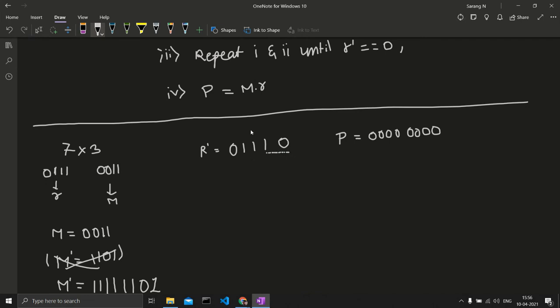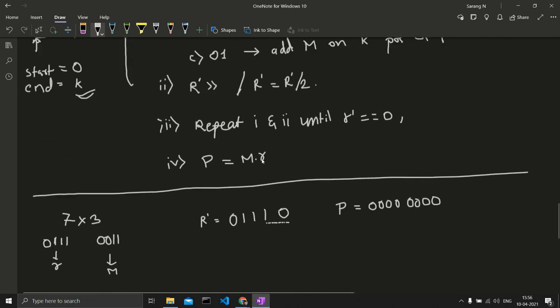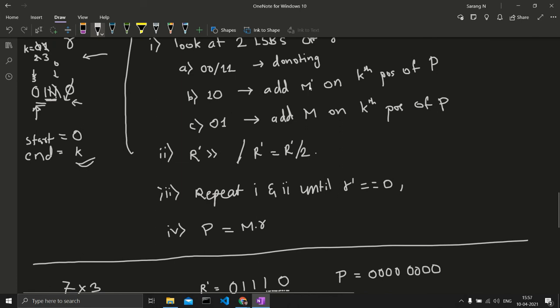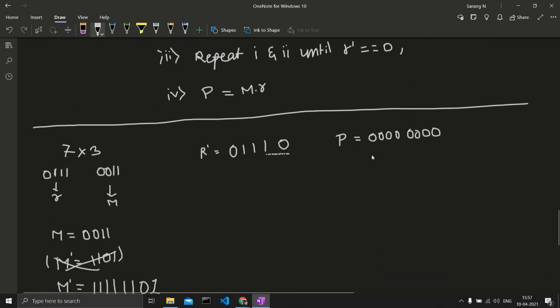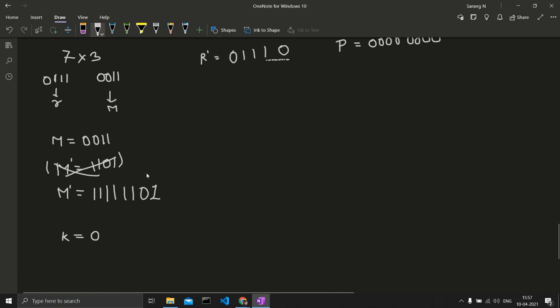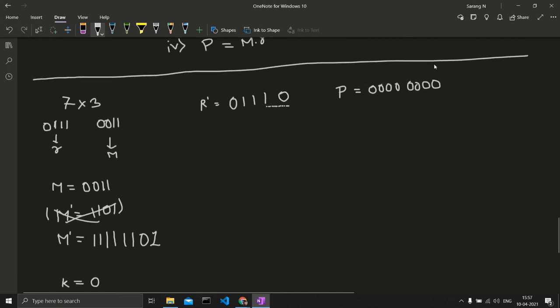These two significant bits. We have 1 0. Add m dash to kth position of m. Kth position would be 0th position. Add m dash to the 0th position. Where at 0th position, add m dash to that position. How do you add to that position? You just align the least significant bit of m dash on that position.